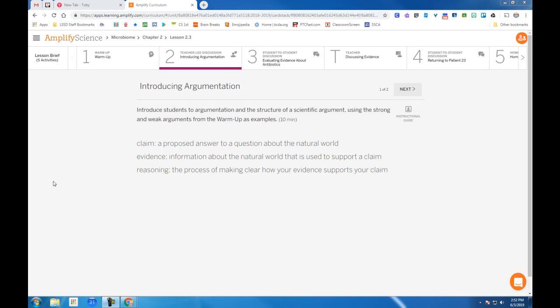Microbiome, Lesson 2.3, Step 2. So we're going to introduce you to argumentation. You're going to look at two arguments here on the next screen and evaluate them. So the arguments you're going to see are both examples of scientific arguments.